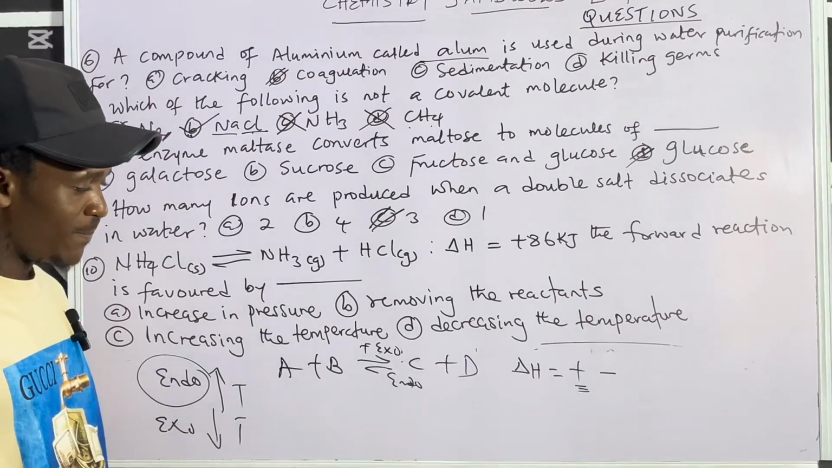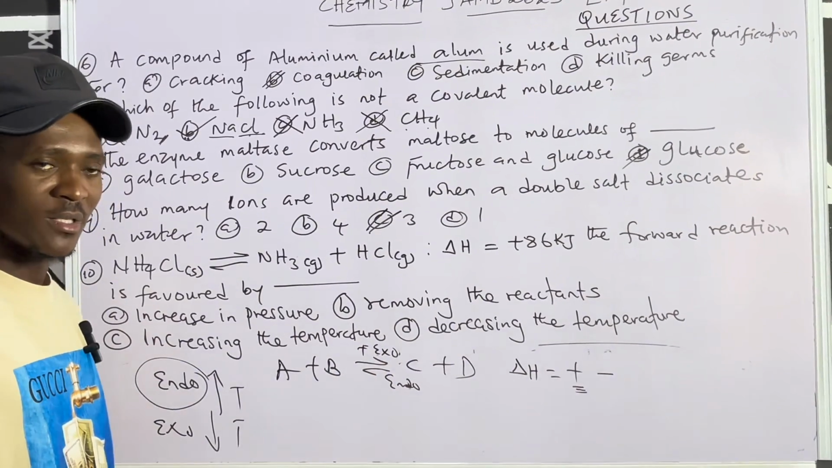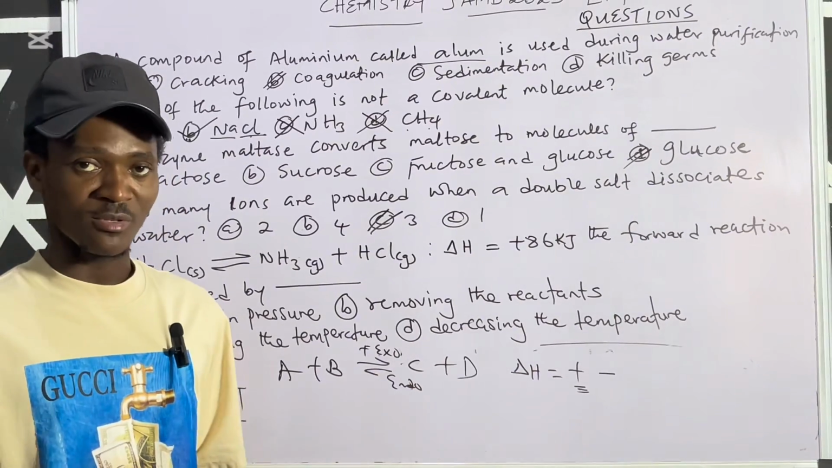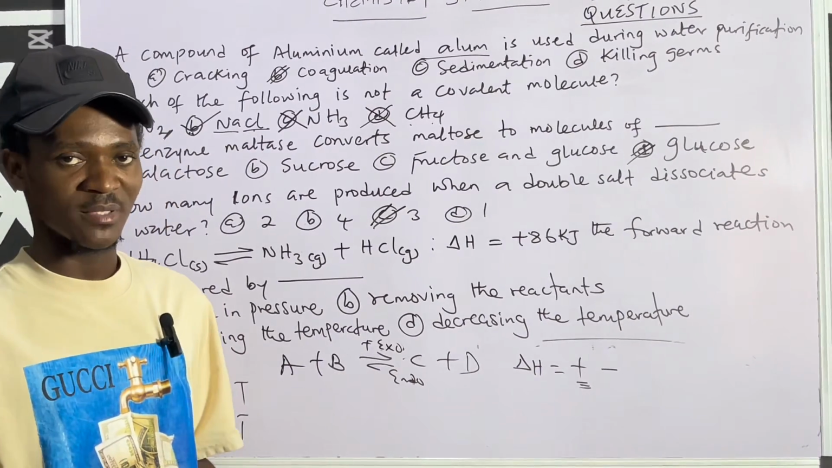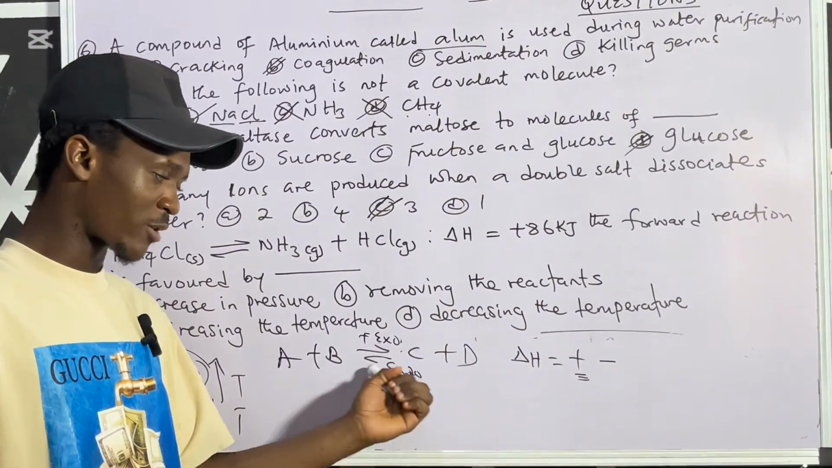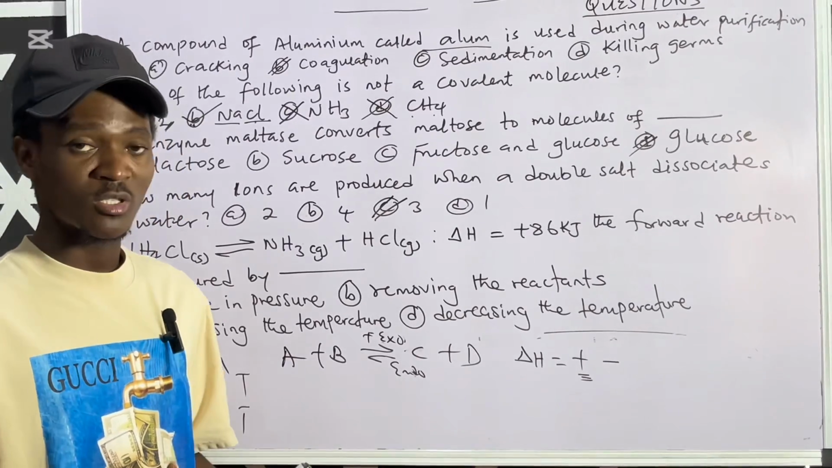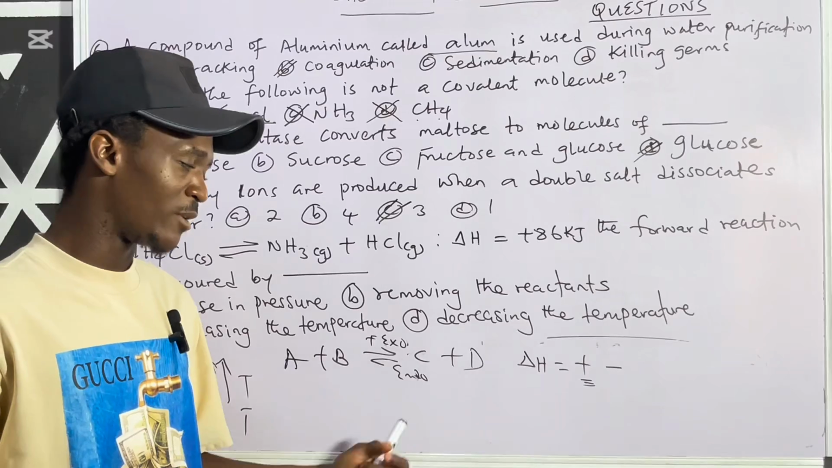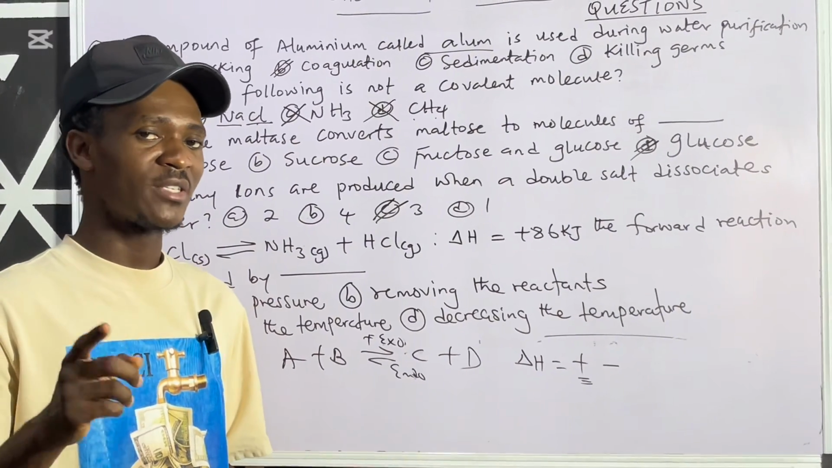So it's very easy. If your forward reaction is exo, what would favor the forward reaction there? Of course, it is decrease in temperature because that's what favors exothermic. But if it is backward reaction, you are asked to get what should favor it. Backward reaction in this case is endothermic. So if it's endothermic, what should favor it? Increase in temperature.